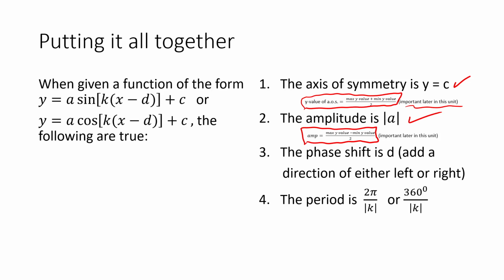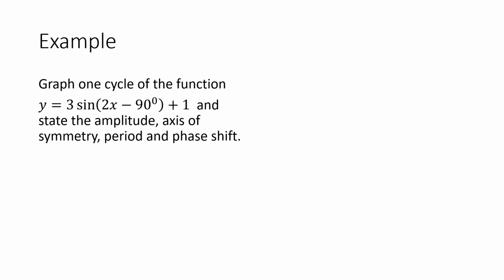The phase shift will be d. We'll add a direction of either left or right. If d is positive, we'll say that our phase shift was to the right. If d is negative, we'll say that the phase shift was to the left. And finally, if we're dealing in radians, we'll say the period is 2 pi over the absolute value of k. If we're dealing in degrees, we'll say that the period is 360 degrees over the absolute value of k.